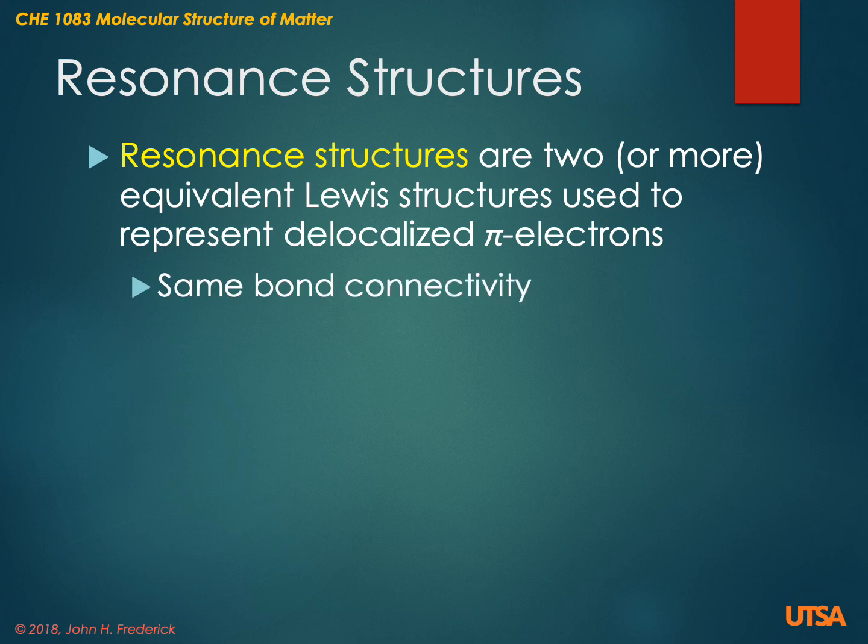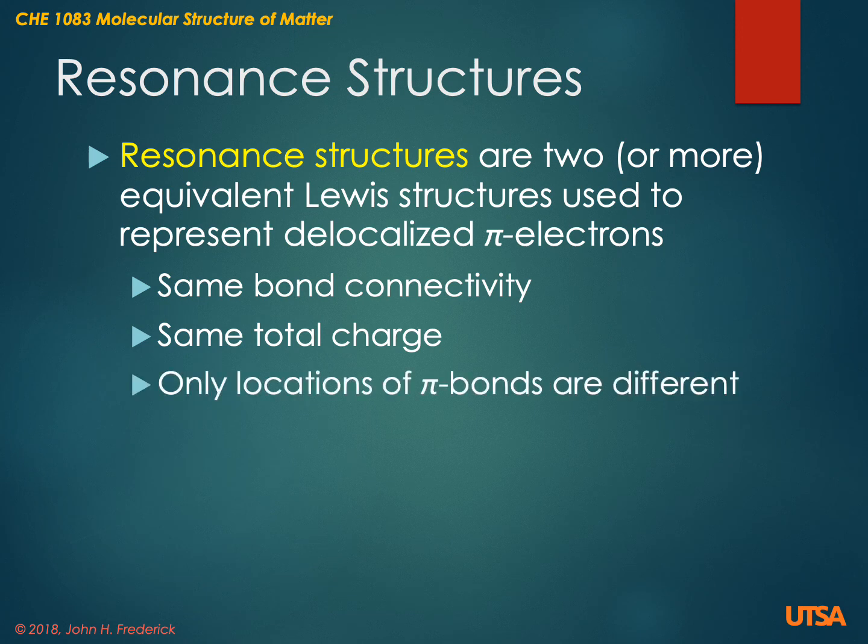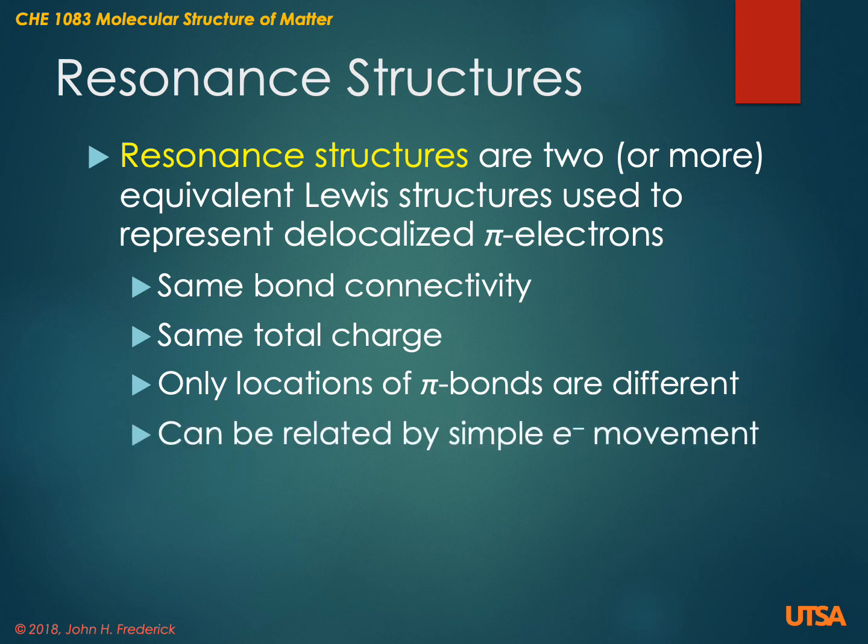They reflect the same bond connectivity, so we're not going to change how the atoms are connected to one another. They have the same total charge, so we're not going to add or subtract electrons from this. And only the locations of the pi bonds in these resonance structures are different. All right, now we can relate these by a simple electron movement.